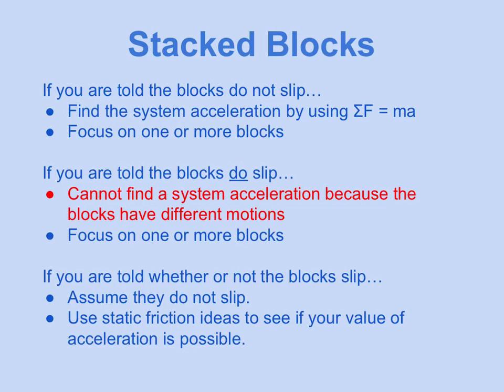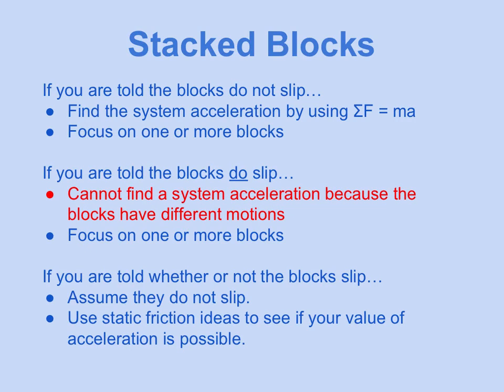If you're told that the blocks do slip, if you know that information, then you can't find a system acceleration. The whole idea is that the blocks are moving separately, and so you can't use the same a in the entire problem. And so what you need to do instead is just focus individually on each of the blocks. Most likely you're going to have to look at two or more parts of the system and then somehow connect them together.